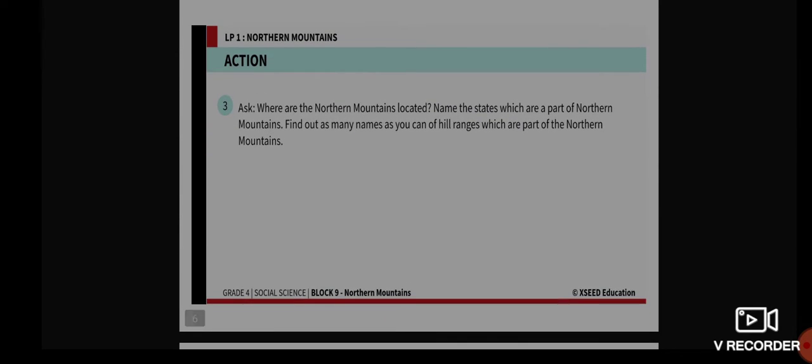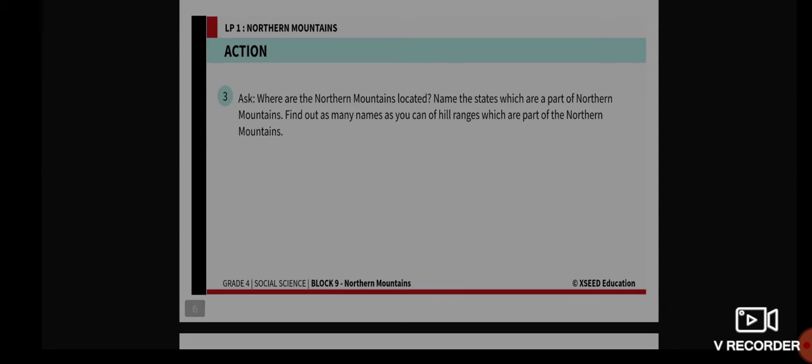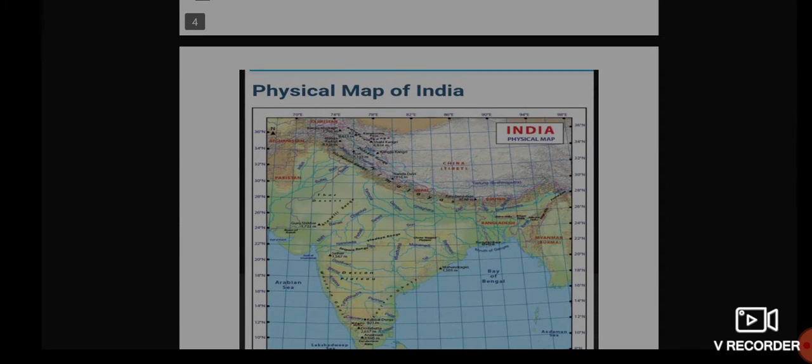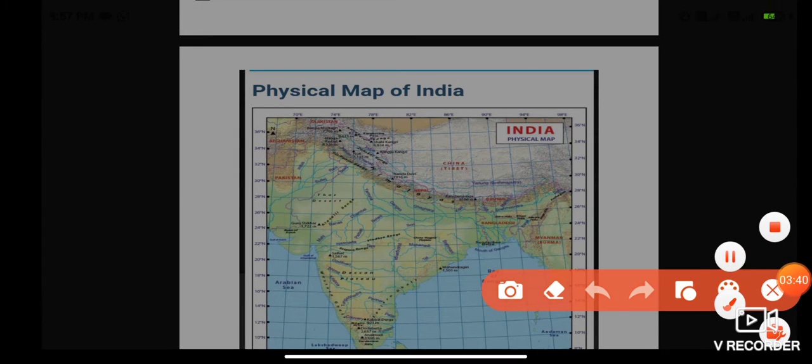The question here is for you. Where are the northern mountains located? And name the states which are a part of the northern mountains. Find out as many names as you can of hill ranges which are part of the northern mountains. After observing this physical map, you will be able to identify them.